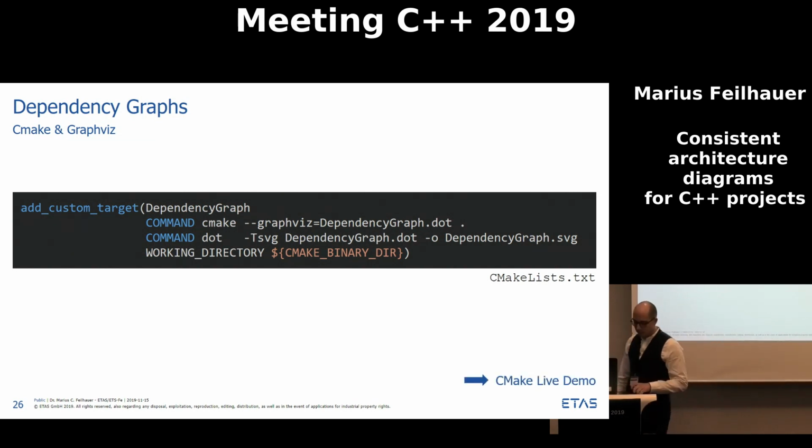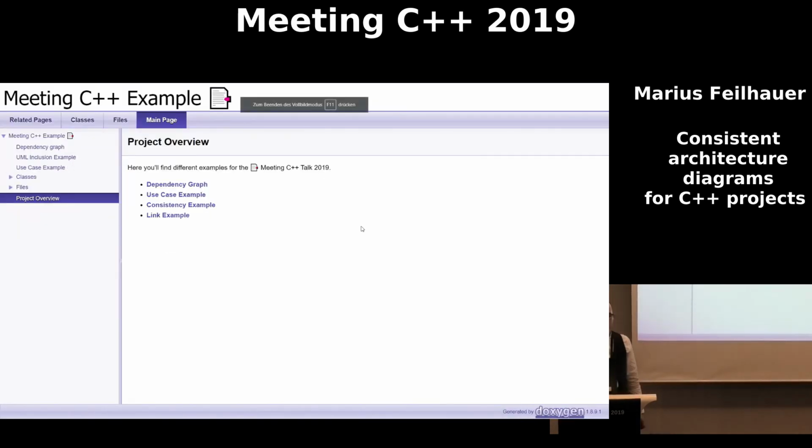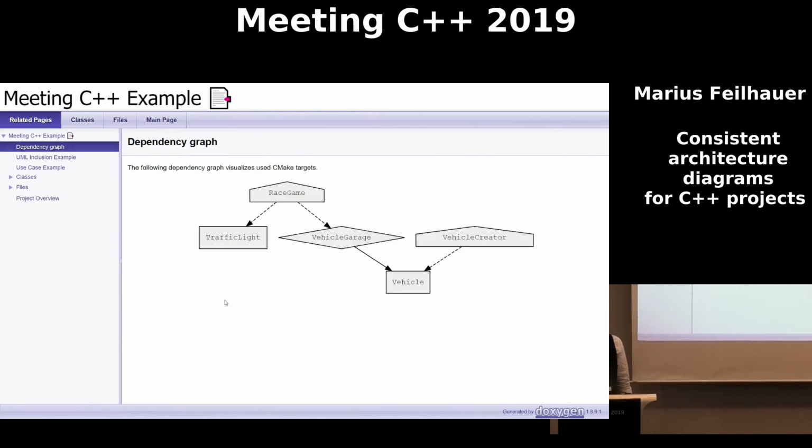Now, a short example of how this looks like. Here I've created a Doxygen overview page for this talk. We'll see this some more often. And the dependency graph that's generated by CMake looks like this. So we have our executables again, our dynamic libraries and our static libraries, and you see public and private dependencies.